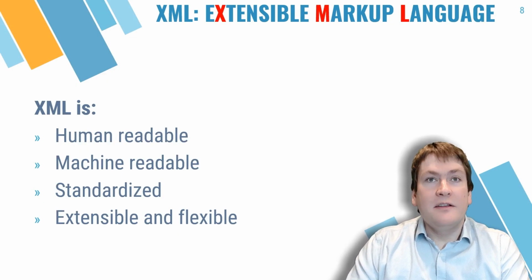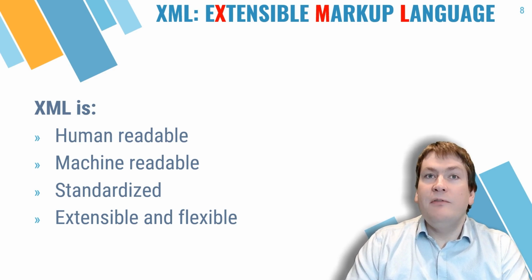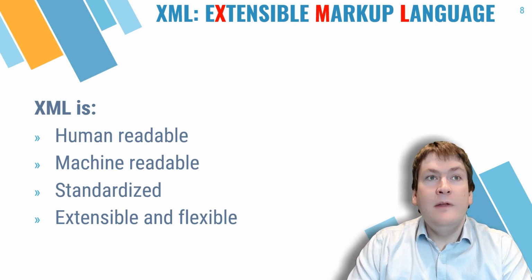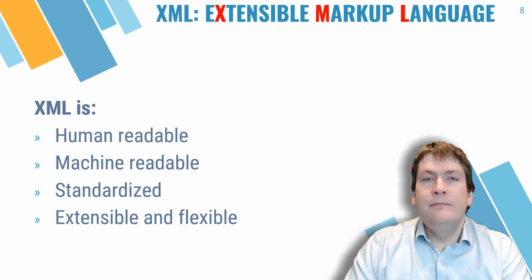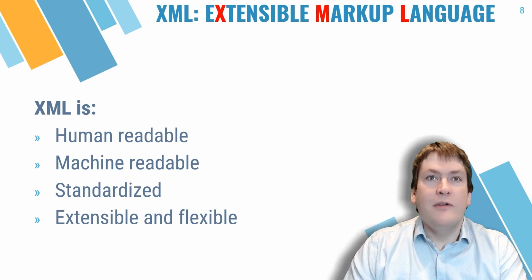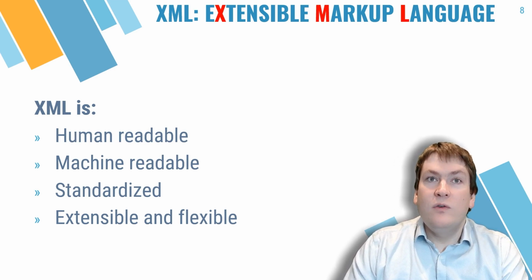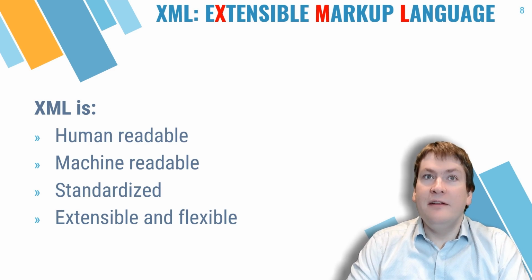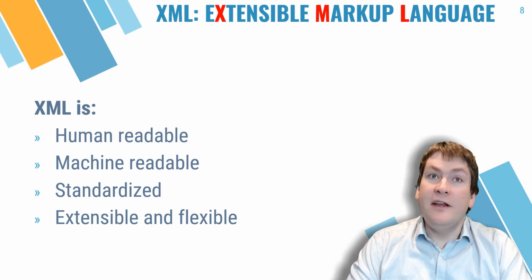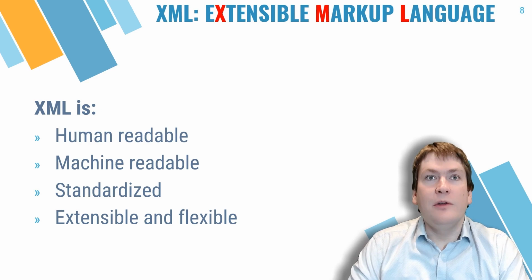XML, the extensible markup language, is a solution for this that's quite popular. It provides a few things. It's human readable and machine readable, so we can read it and the computer can understand it. It's also standardized, so there's a standard format, and it's an open standard, so everyone is able to use it and read the documentation on it for free. It's also extensible and flexible. That means it can be used for many different use cases, and you can even extend it to create and expand on your own use cases. We'll see how that works when we get into the schemas.